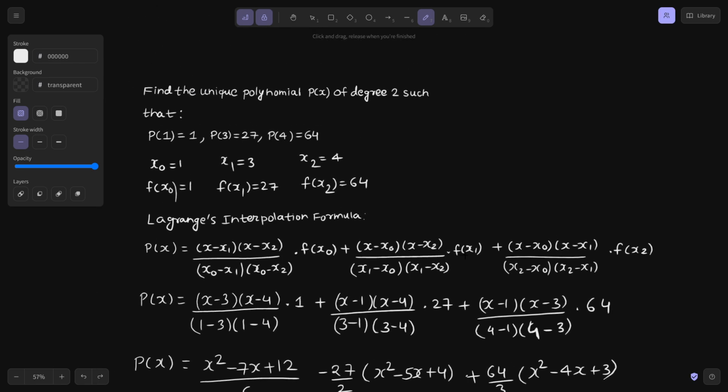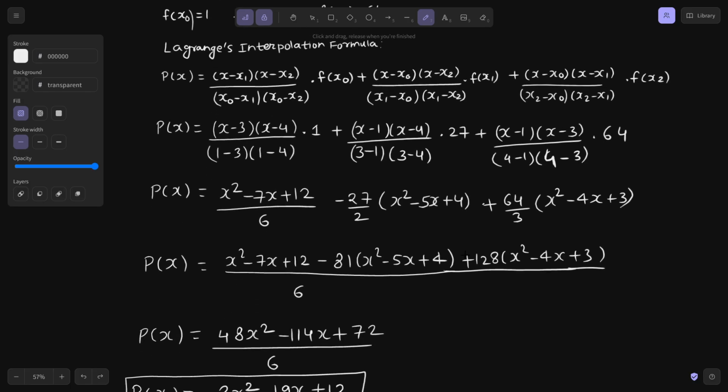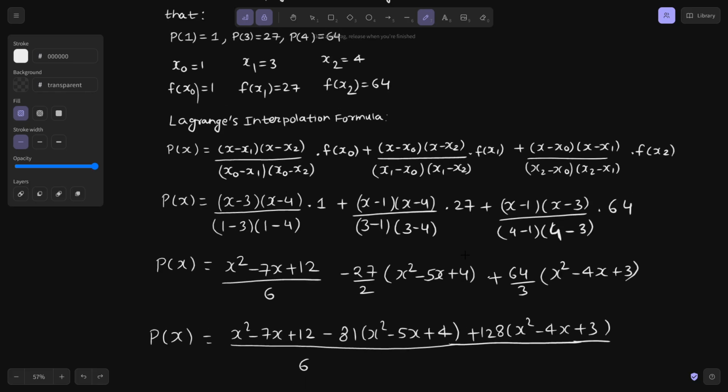So again, we can use a different method, but we used the Lagrange interpolation formula to solve this problem. We had the values, we put them in and simplified to get our required quadratic polynomial. So that's it for today.